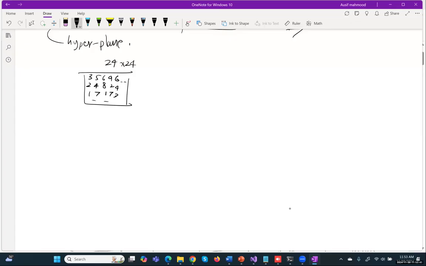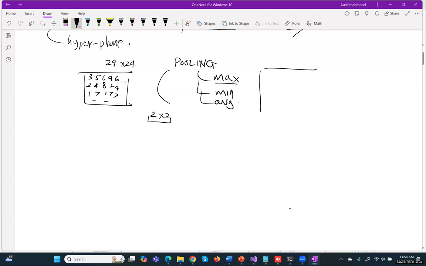Okay, so in pooling, there are different kinds of pooling. One is called max pooling, one is called min pooling, one is called average pooling. Typically, what we will do is take a 2x2 set of values. If we are doing maximum pooling, we will take the maximum of those four numbers. For example, 3, 5, 2, 4, what is the maximum? 5. So the answer will be 5.